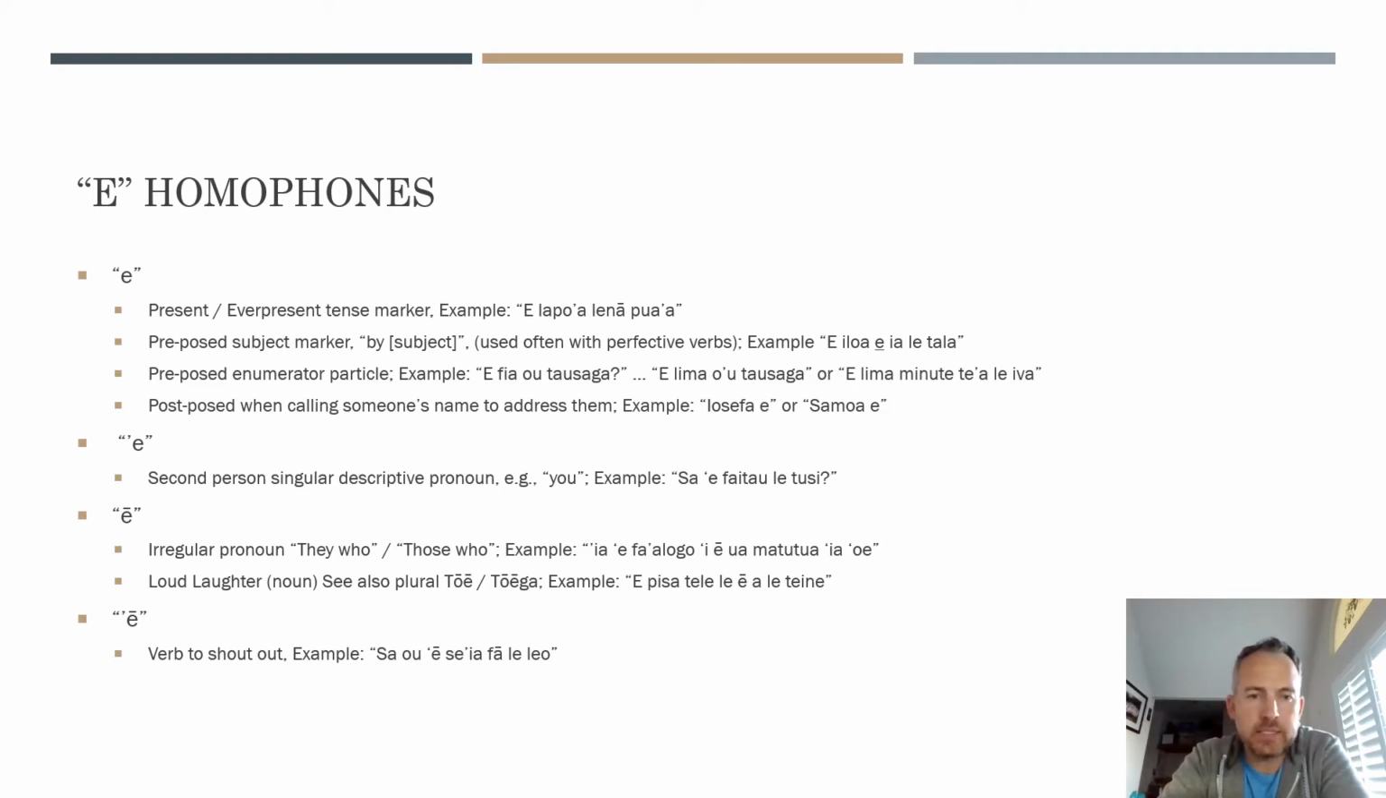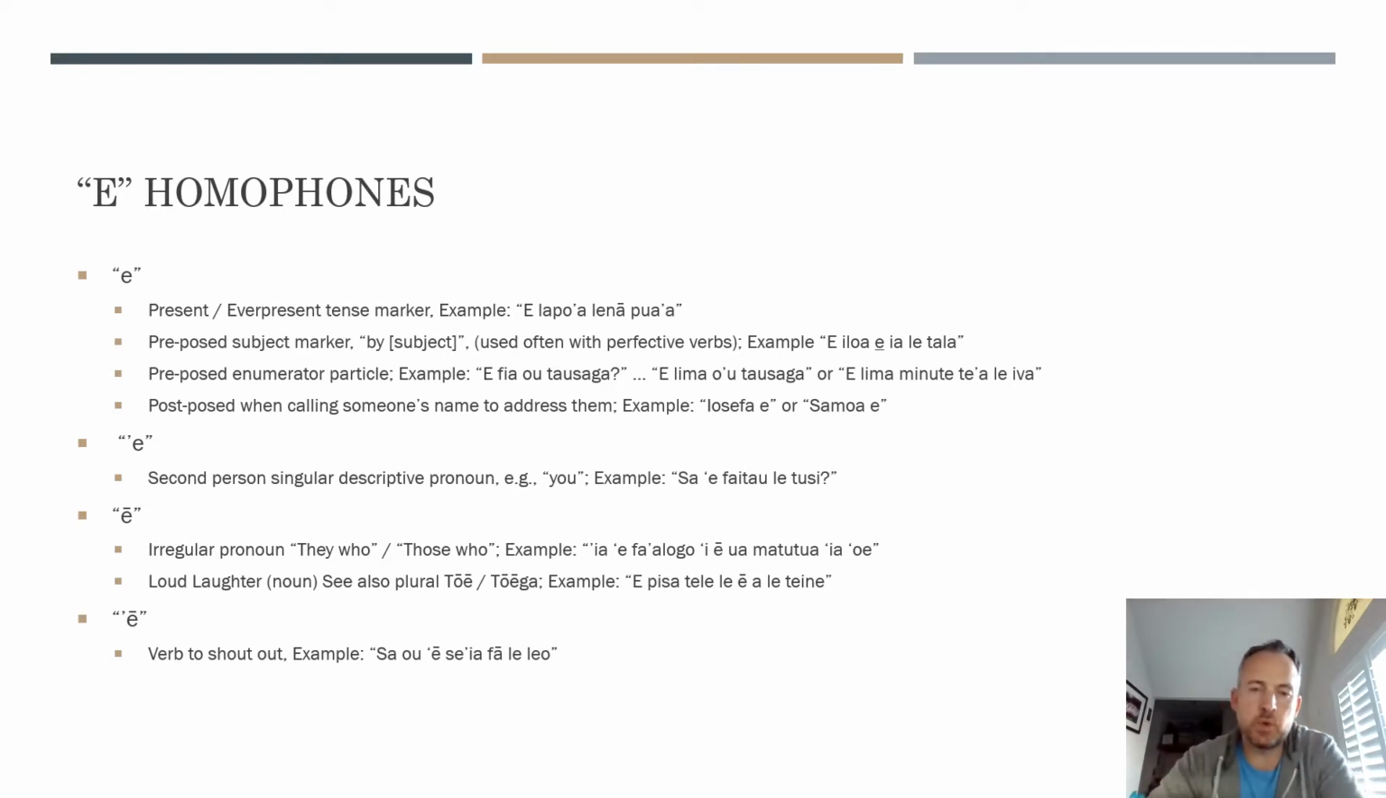All right, next, it can also be a preposed subject marker. And the way that this would kind of translate in English is it would sound like the word by when we use by in front of a subject. For example, the car was moved by Jane. Jane is the subject in that sentence. The car would be the object. Was moved is the verb. And then by is sort of like just the construction that we use in English.